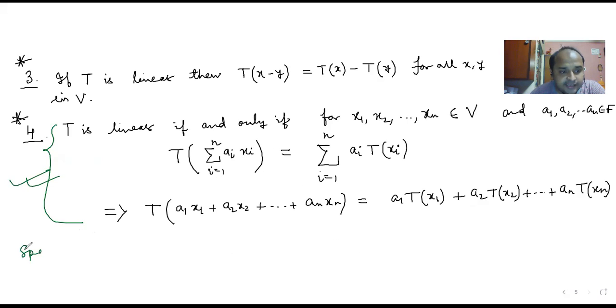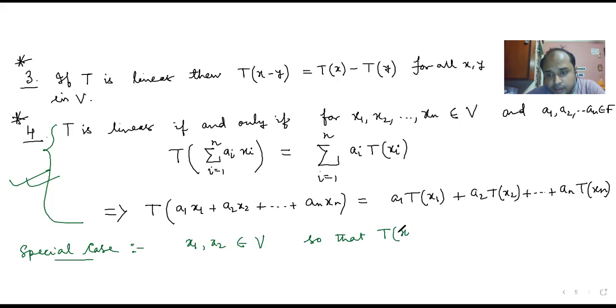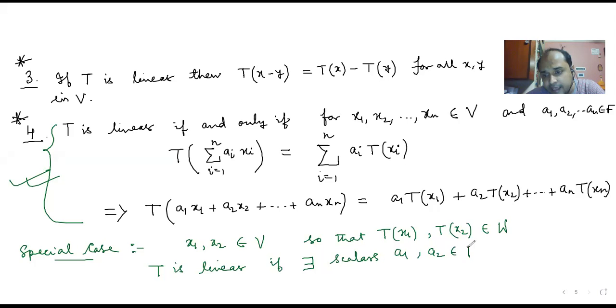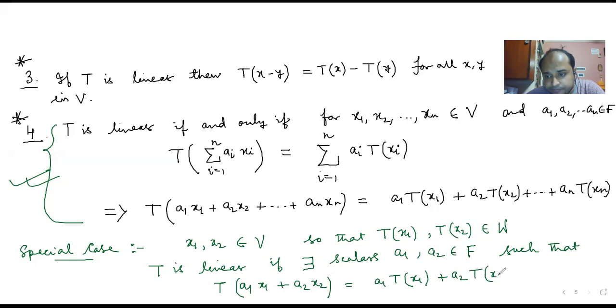And you see, as a special case to this particular property, if I take just two points x1, x2 belonging to the vector space capital V, so that T of x1 and T of x2 belong to the vector space W, then T is linear if there exist scalars a1, a2 belonging to capital F such that T of a1 x1 plus a2 x2 is equal to a1 T of x1 plus a2 T of x2. I am going to use this special case of property 4 to solve problems.